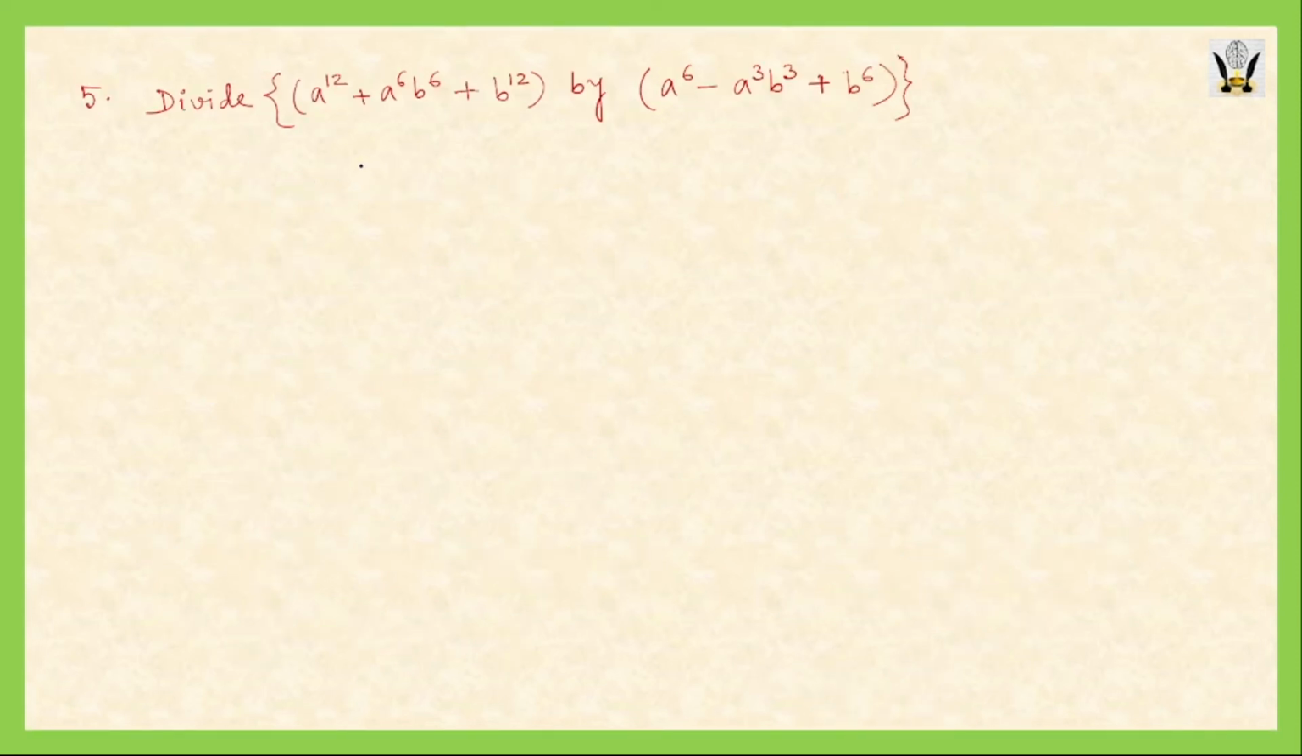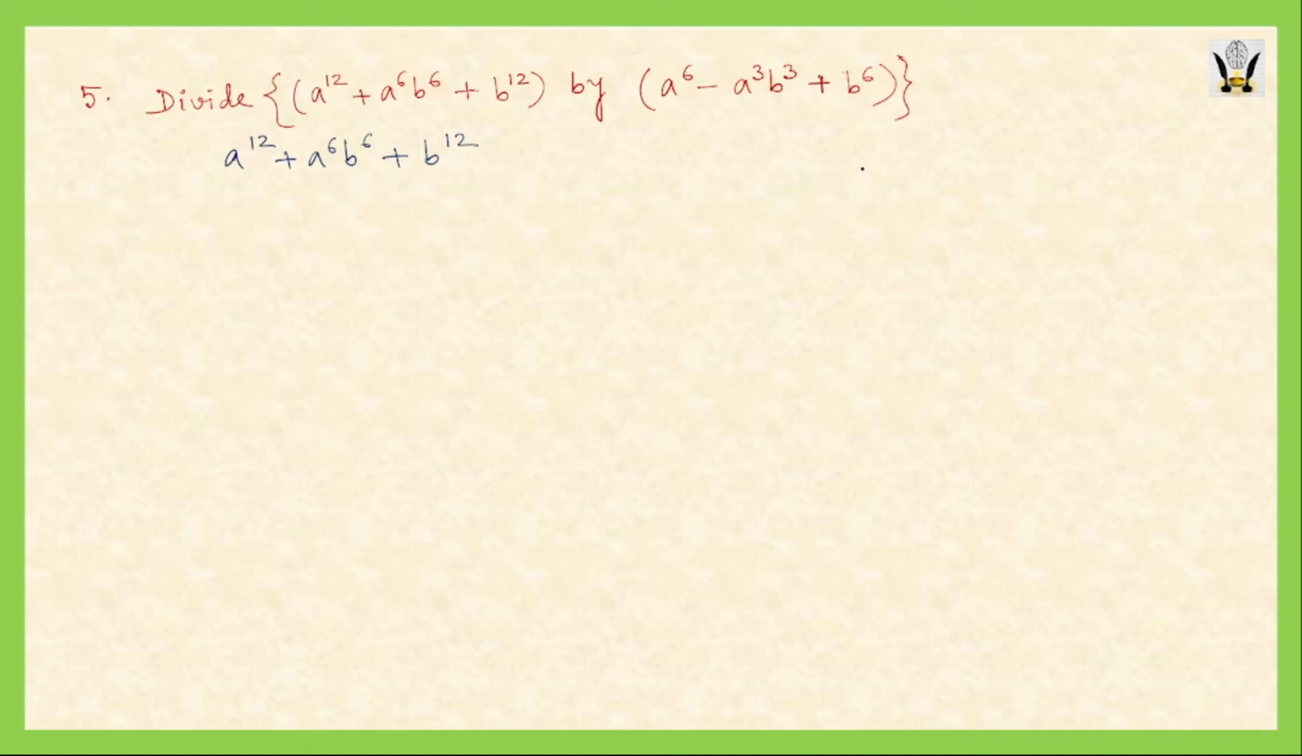Now the next problem is also related to division by using the factorization method. Here our dividend is a to the power 12, then we have a^6 b^6, then we have b to the power 12. Now we can factorize this dividend the way we have done for the other problem sums, but here let's apply some other trick.